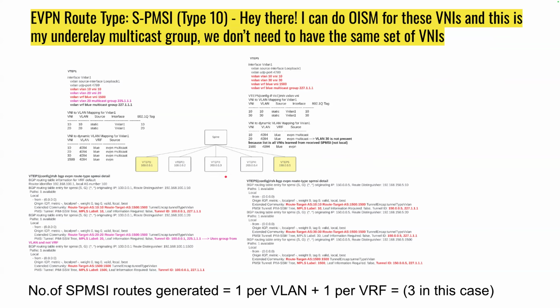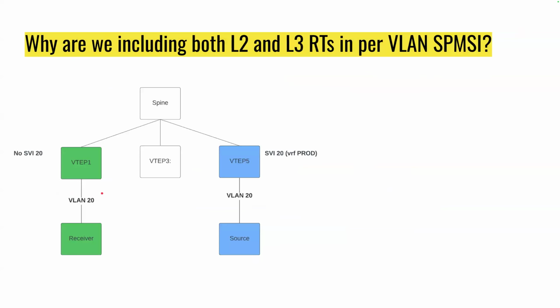Sorry, Sudhanshu, you can continue. No, thank you for adding that. So now we see that we have both L2 and L3 route targets in the SPMSA, right? So let's discuss why we are including both L2 and L3 route targets in per VLAN SPMSA. Any thoughts? Why do we need that?